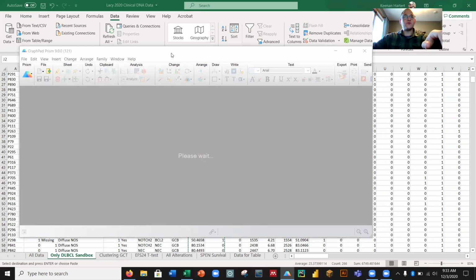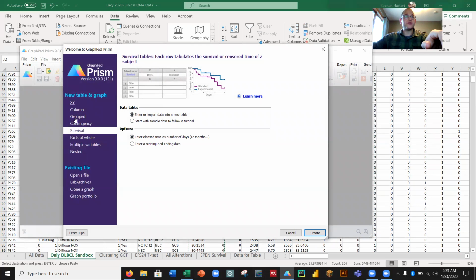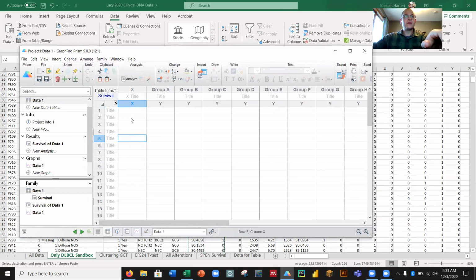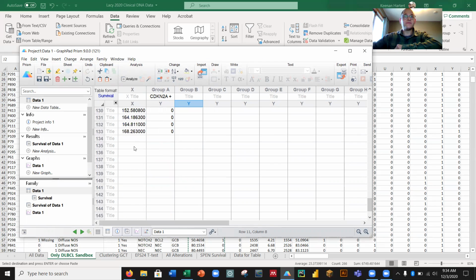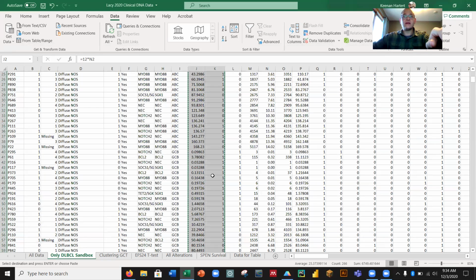So the first thing Prism is going to ask is what kind of data I want to do. You can do XYs, columns, all the basic stuff. Survival is a specialized type of curve, and we're going to want to import our own data and create here. In this first one, we have a set of patients right here. We can label these as the patients that do have this alteration. The X is always going to contain the number of months, and the Y is going to be zeros or ones, and it's only going to be for this group, because remember, these are only the people that have the CDKN2A mutation or deletion.